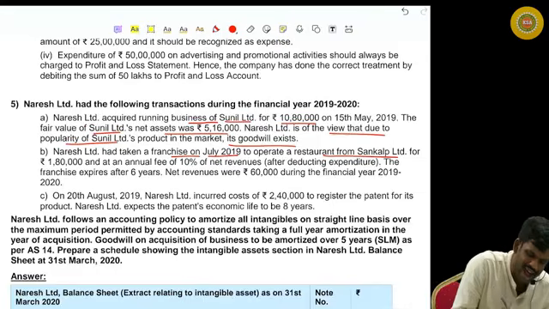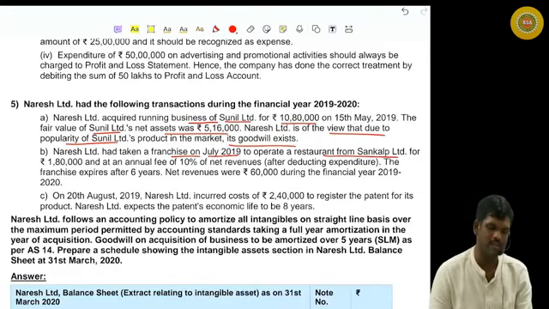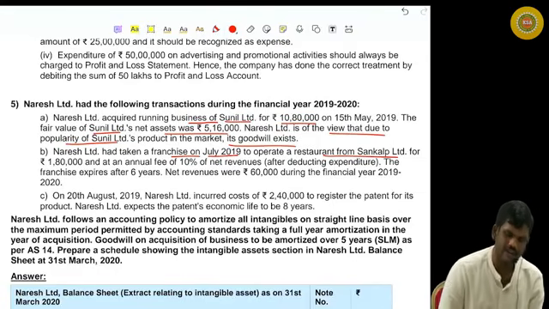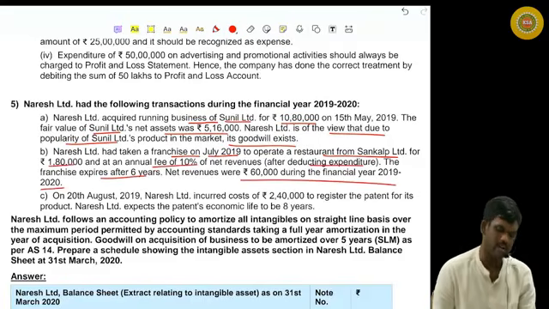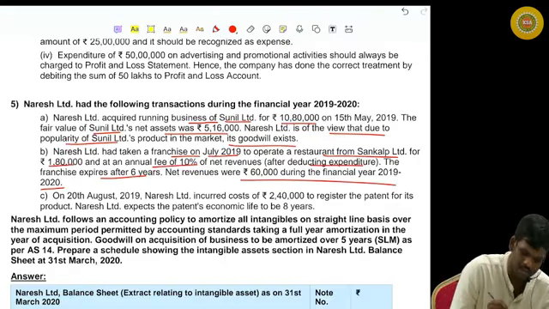Okay. Naresh Limited had taken a franchise in July 2019 to operate a restaurant from Sankalp Limited for rupees 1 lakh 80 and at an annual fee of 10% of net revenues after deducting expenditure. The franchise expires after 6 years. Net revenues were 60,000 during the year 2019-20. Let me read the last point also.